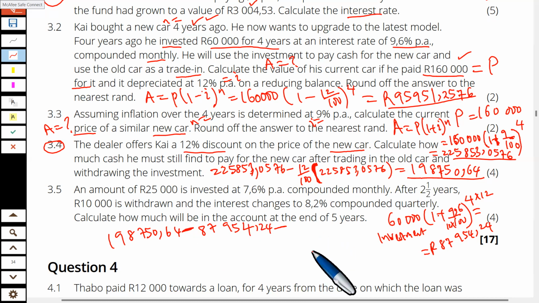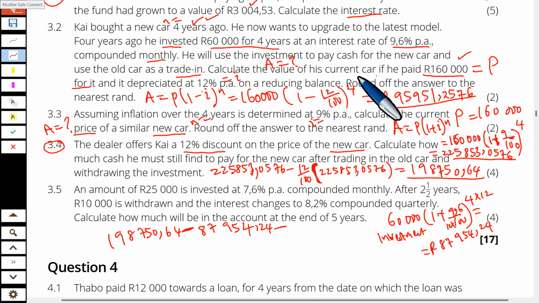Okay, then that's 87,000 of the investment. But also we have the trade-in. Right. How much is the trade-in? Because we did that one in 3.2.